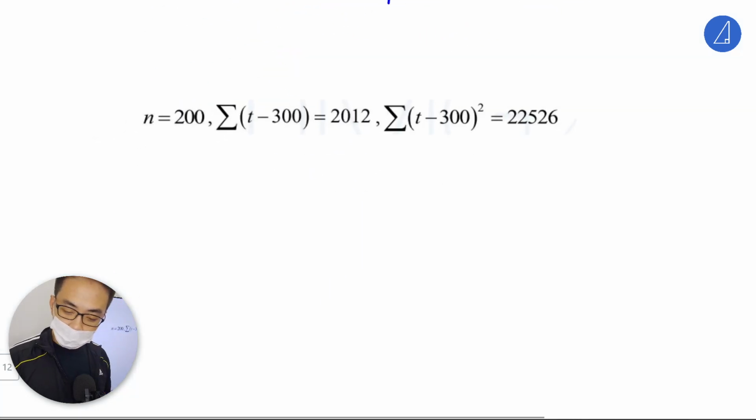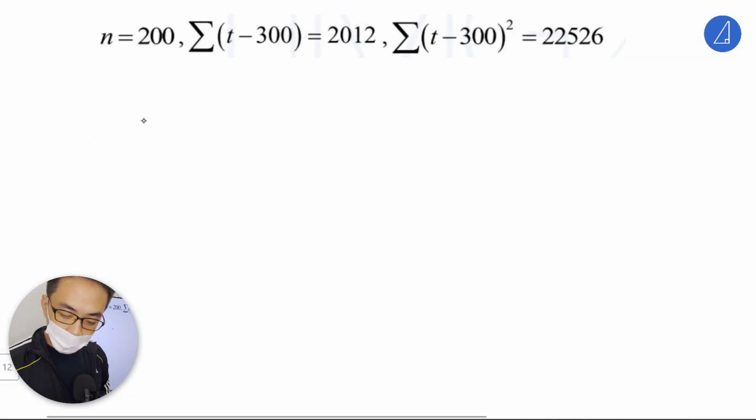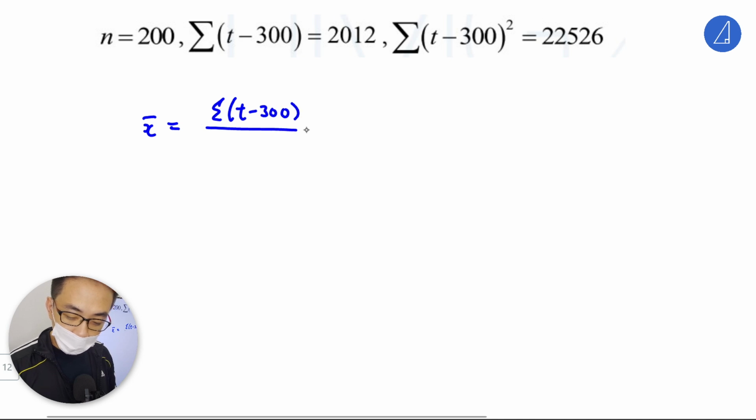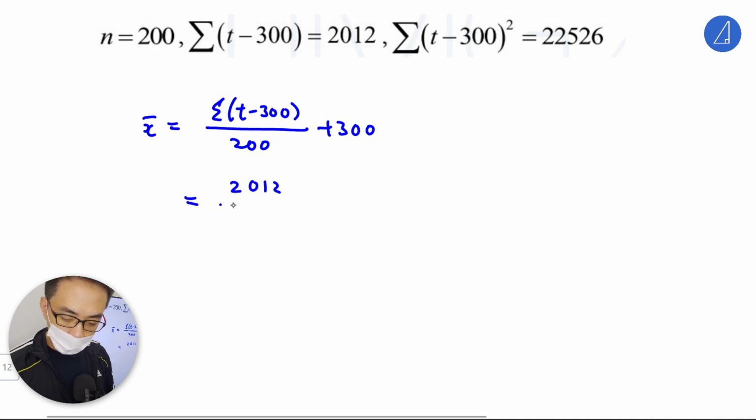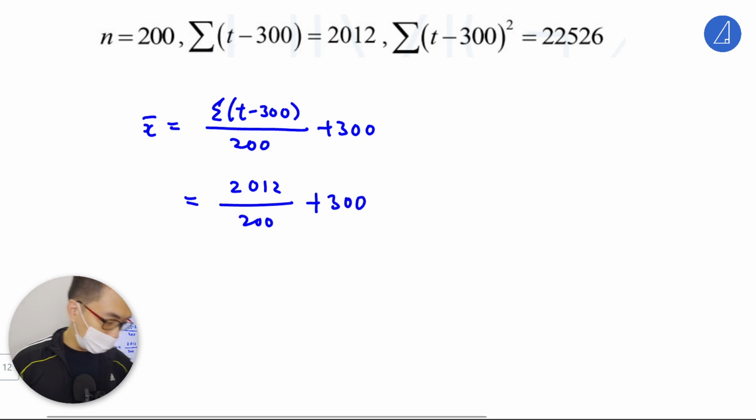For this one here, I think for the mean should be quite fast. We know that it's just summation of t, everything minus 300 for all the data points. So you plus 300 back. Okay.